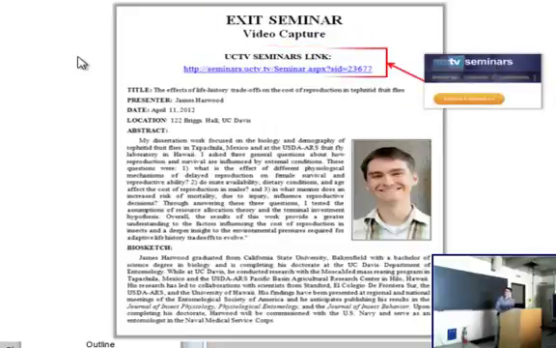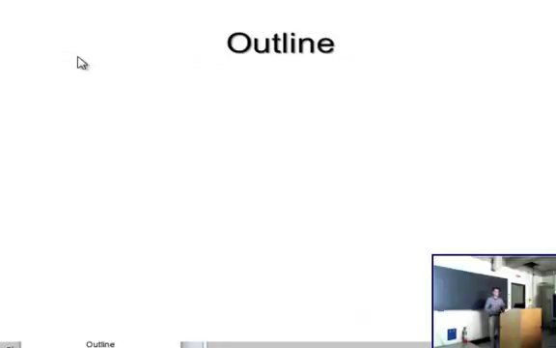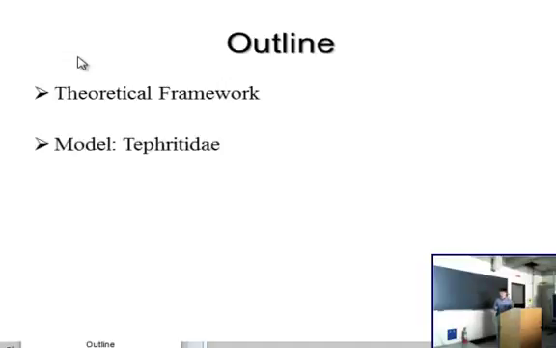Okay, so to begin my presentation, my dissertation work, I'm just going to give a brief outline of what to expect from this talk. So I'm going to start with the theoretical framework about life history evolution and life history trade-offs. Then talk about my model system that I use, the Tephritid fruit flies, and then go into the actual results that I found using the female fruit flies and the males.